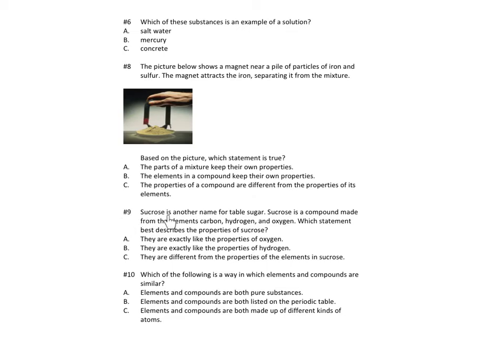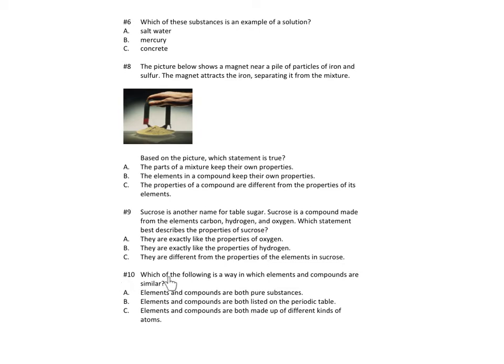Number 9. Sucrose is another name for table sugar. Sucrose is a compound made from the elements carbon, hydrogen, and oxygen. Which statement best describes the properties of sucrose? A. They are exactly like the properties of oxygen. B. They are exactly like the properties of hydrogen. C. They are different from the properties of the elements in sucrose.